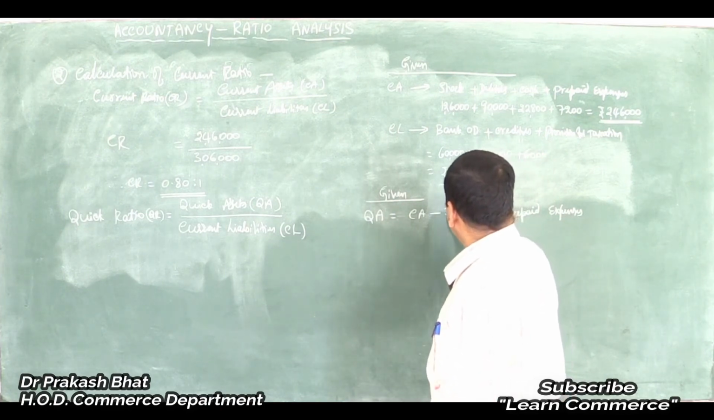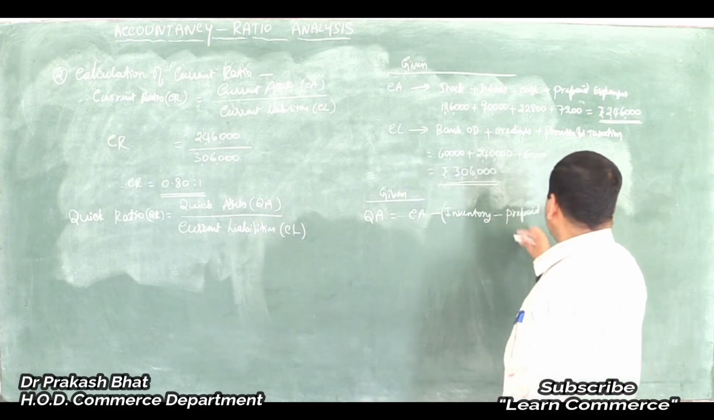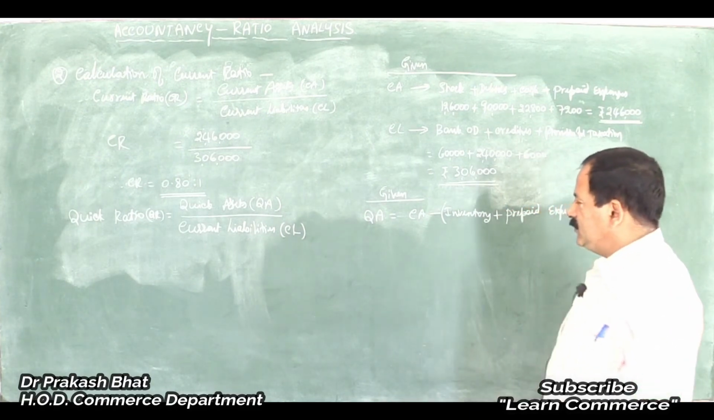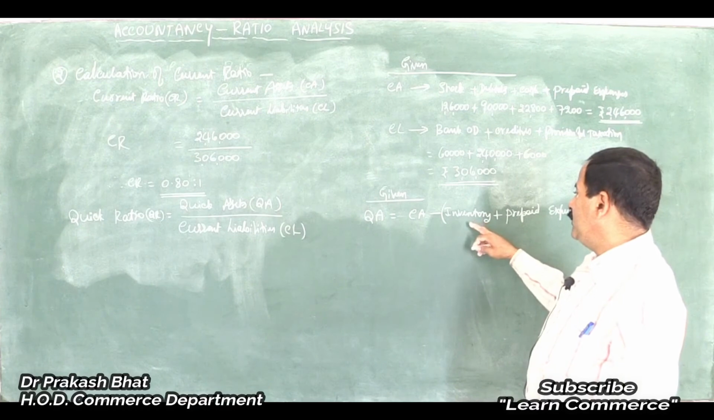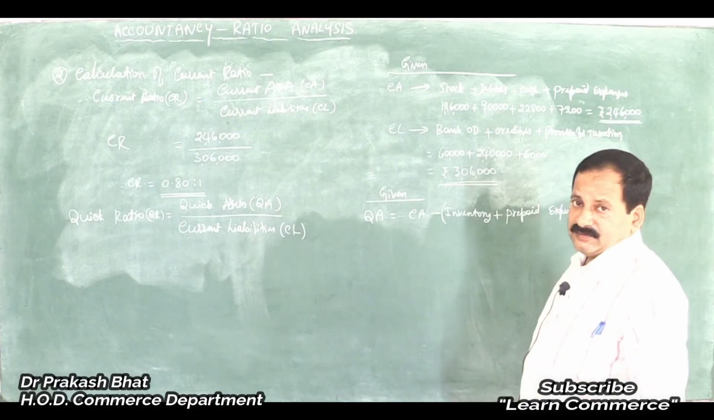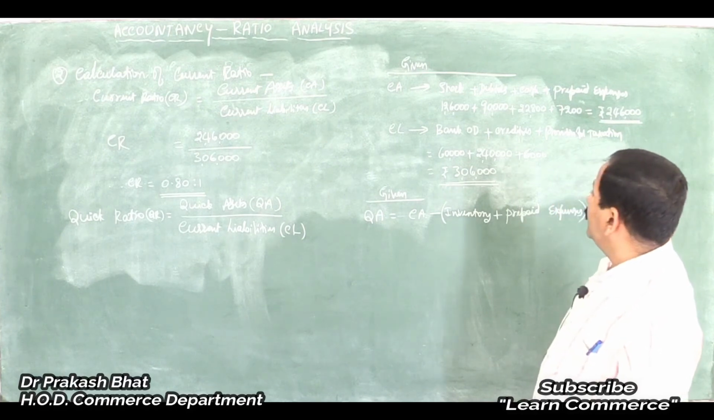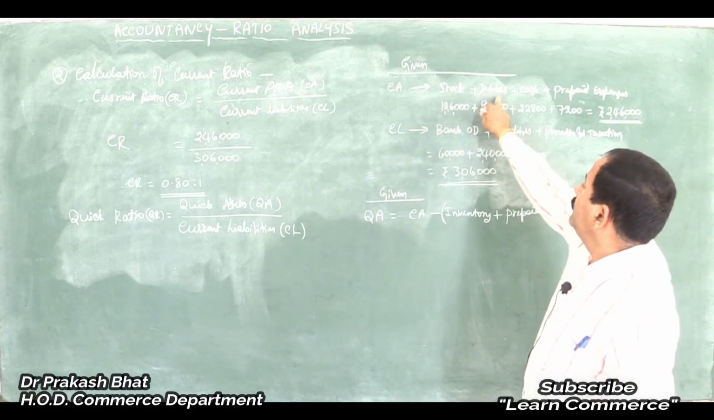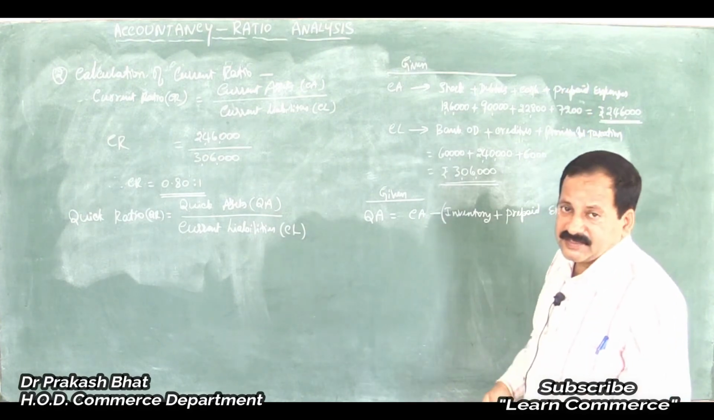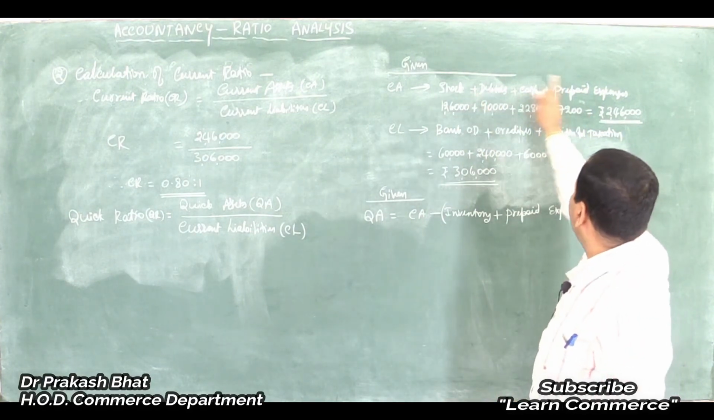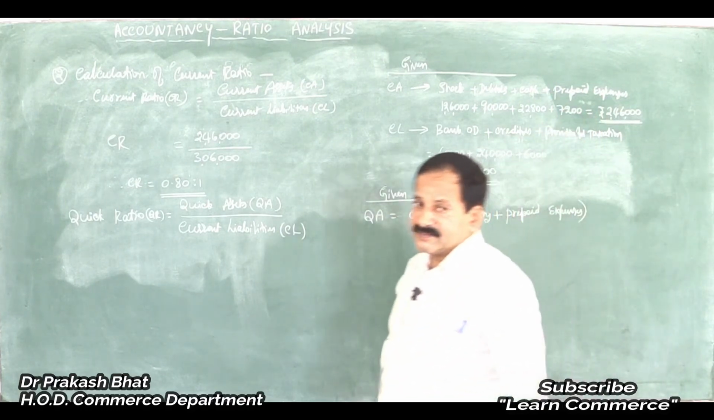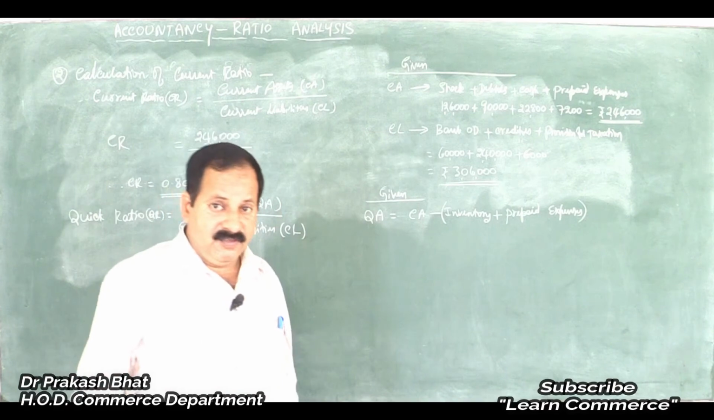Current assets minus inventory plus prepaid expenses. You have to deduct the total of inventory and prepaid expenses from current assets. Or in other words, debtors plus cash is equal to quick assets. That's all. Because stock, inventory and prepaid expenses are not quick assets. Very simple. Okay.